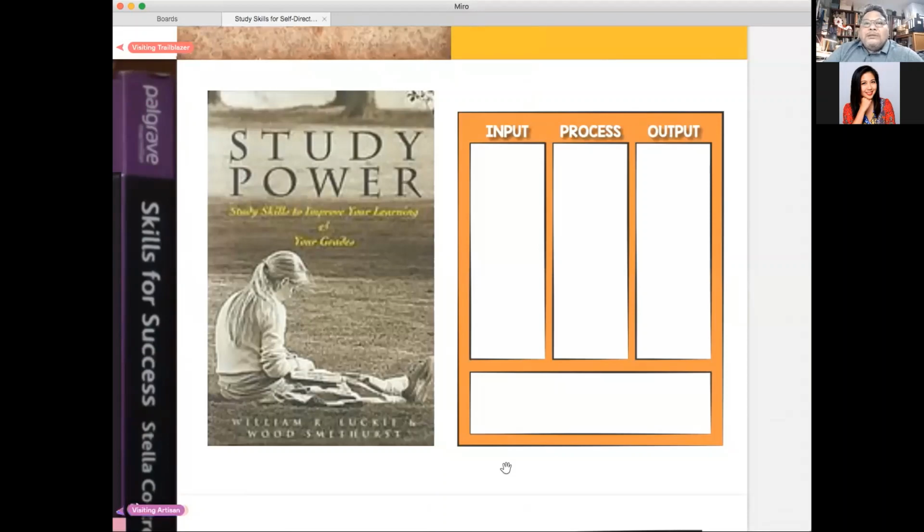The book was written by former Harvard professors who were tasked to investigate why some Harvard first-year students are struggling to study. What are they lacking? Through their investigation, they found that these students lack a number of study skills and hence published this book. One of the things that we still carry on from this book is the idea that study skills can be divided into three types. You have the input skills, the process skills, and the output skills.